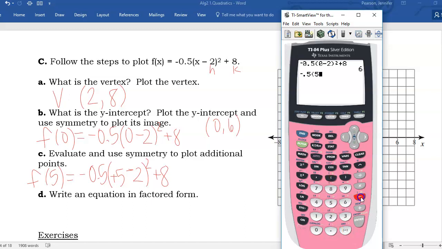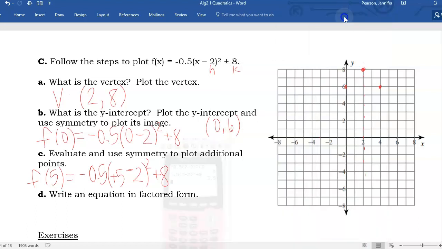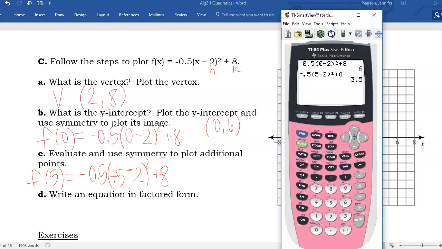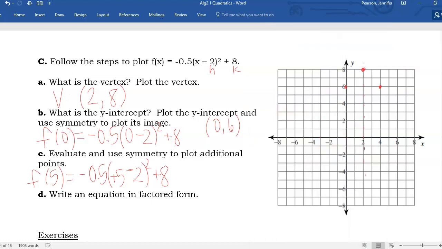-0.5, 5 minus 2 squared plus 8, 3.5. Okay, so 5, was that a positive or a negative? 1, 2, 3.5. And that's 1, 2, 3 from the symmetry line. So I'm going to go 3 more. Okay. I feel like I want to do one more. Let's do 6 also. I won't write it out, but I will type it out.